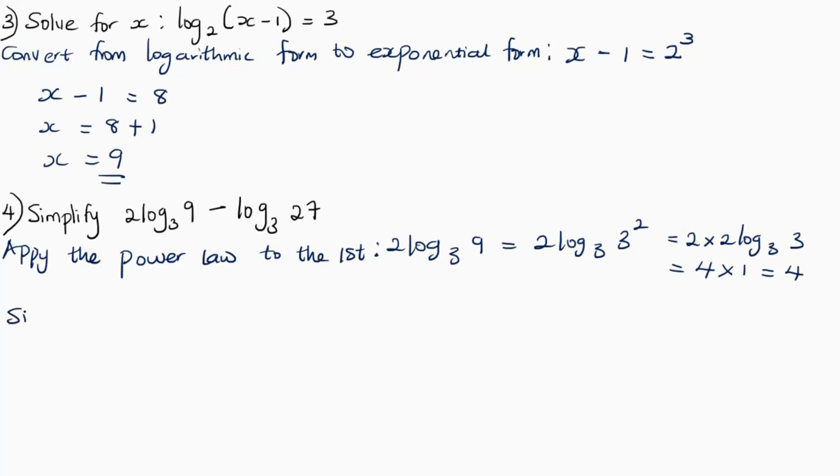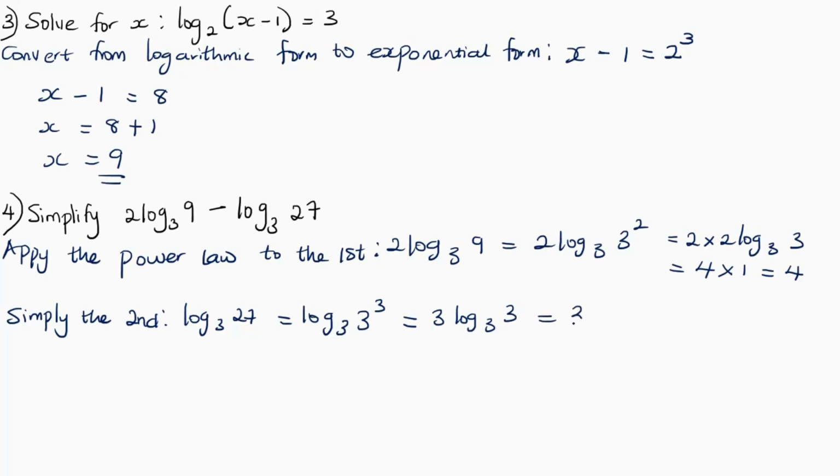Simplifying the second term, we have log 3 of 27, and 27 can be written as a power of 3, so this is going to become log 3 of 3 raised to the power of 3. Applying the power law to the second term, this is going to become 3 log 3 of 3, which is the same thing as 3 times 1, since the logarithm of the same base to itself is always 1. So 3 times 1 is equal to 3. So simplifying this right here, we know that 2 log 3 of 9 is equal to 4.